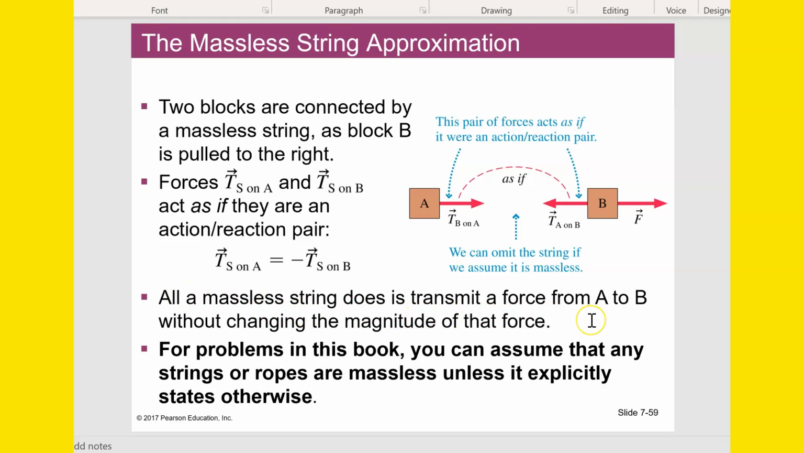All a massless string does is transmit a force from A to B without changing the magnitude of that force. So it's almost as if the tension of B on A is the same. It transmits the force of object B on object A, and the tension of the string on B is really just as if it's the force of object A on B, because the string is just transmitting the forces between the two objects. For problems in this book, you can assume that any strings or ropes are massless unless it is explicitly stated otherwise.